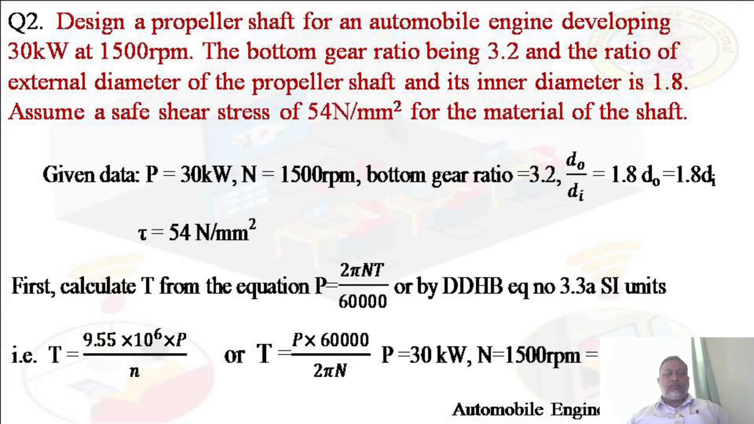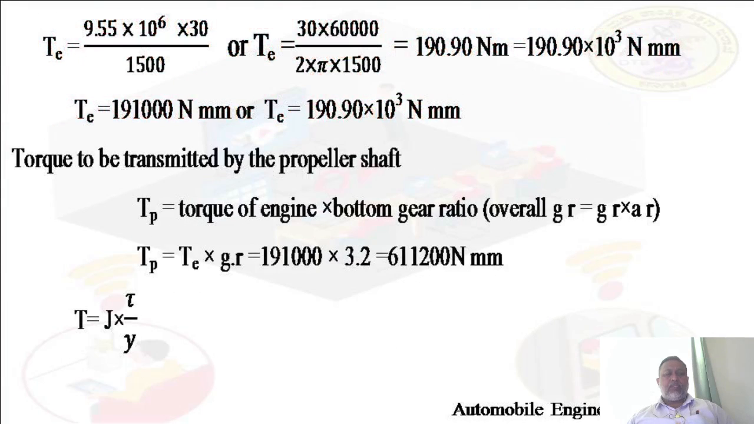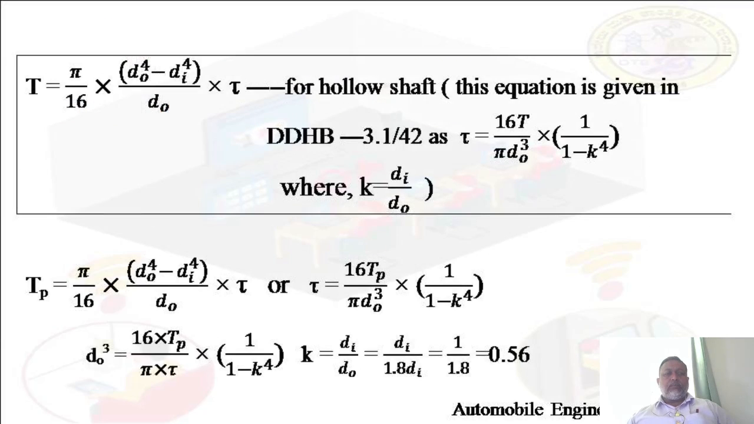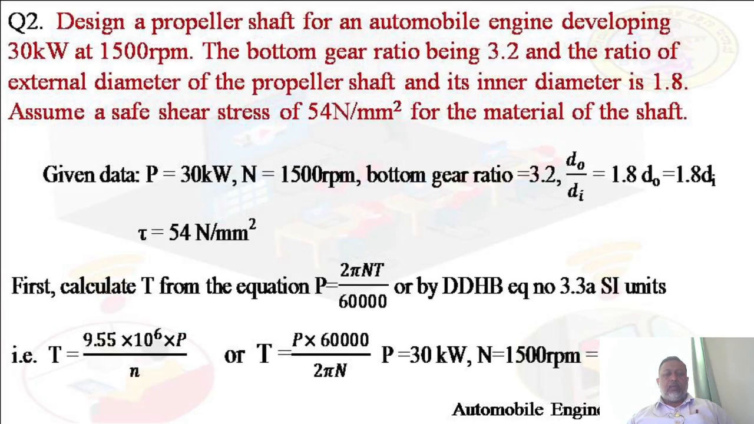So once again I have to calculate the torque first, because tau is given by 16T by pi d naught cube into 1 by 1 minus k4, and k is equal to di by d naught. Torque of the propeller shaft is to be calculated. So to calculate it, I have to go back to equation 3.3a, that is the torque equation in the data handbook.